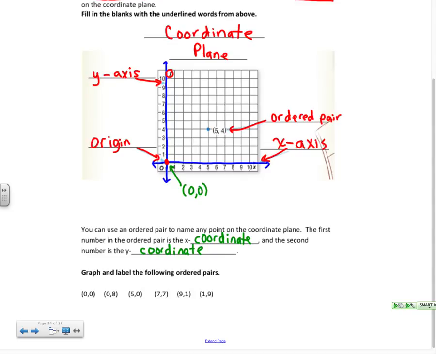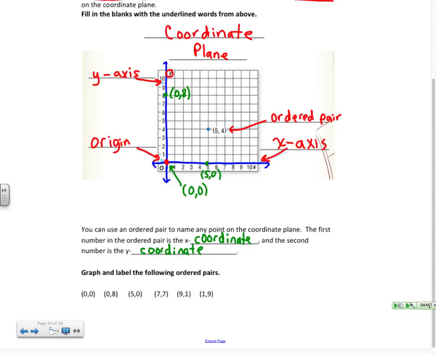Okay, 0, 8. We start at 0, and we're not going to move on the x-axis. We're not going to move going across because we stick at 0, but we do move up to 8. So 1, 2, 3, 4, 5, 6, 7, 8. This one right here is coordinate 0, 8. 5, 0. Move over 5 on the x-axis. That's going across. And then move up 0, which means we're not going anywhere once we're done with 5. So that right there is 5, 0.